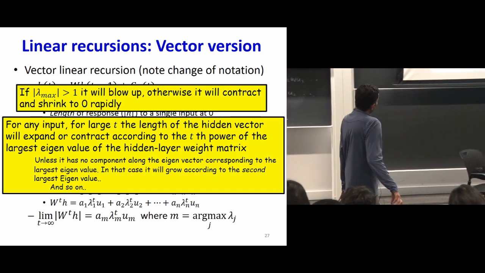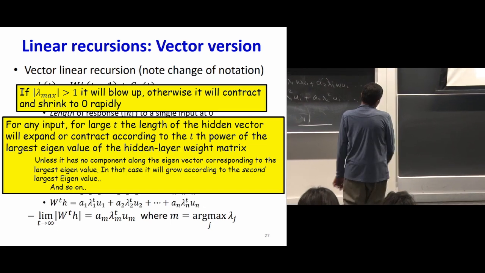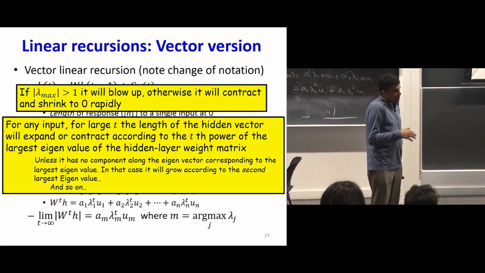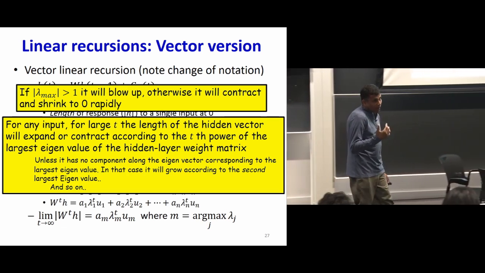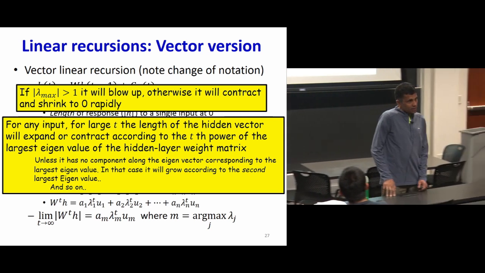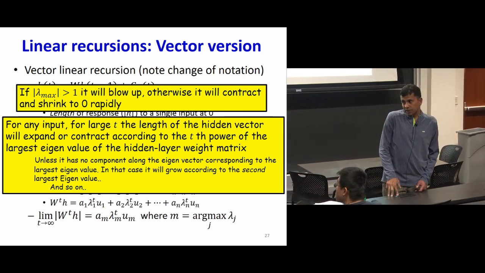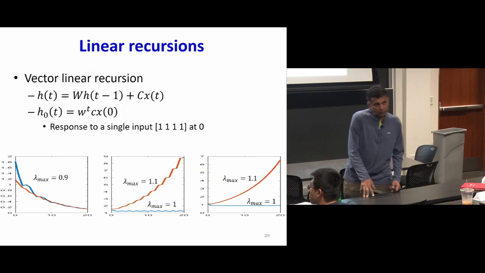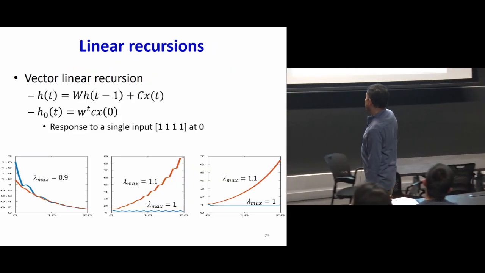And if lambda max is greater than 1, the response is going to explode. Otherwise, it's going to shrink to 0 very rapidly, right? Either way, this doesn't really satisfy our requirements. It's not holding memory for any extended period of time. It's either forgetting or it's blowing up, right? So what does it actually look like?